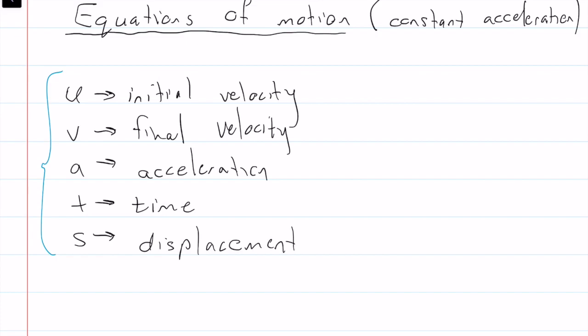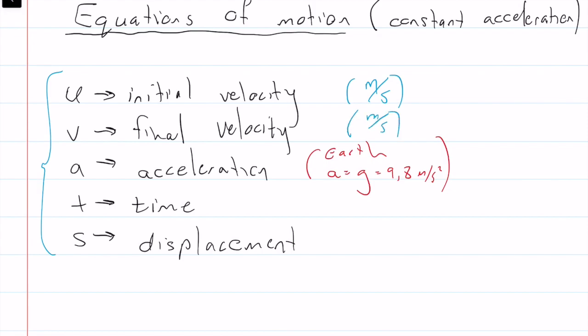Remember, on Earth, the acceleration equals g, which is equal to 9.8 meters per second squared. Let's just put the units in here. You guys should know them, but initial velocity is in meters per second, final velocity is again meters per second, acceleration is meters per second squared, time is in seconds, and displacement is in meters. So everything is in our normal SI units.